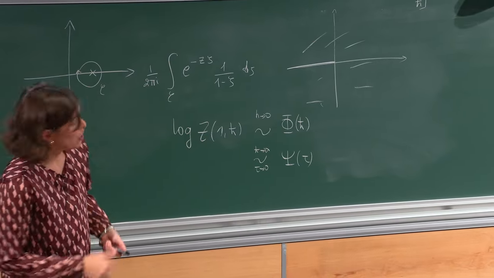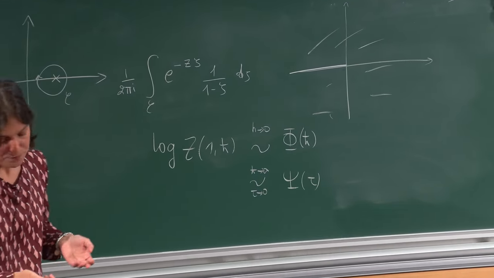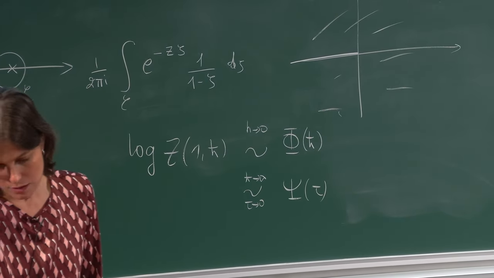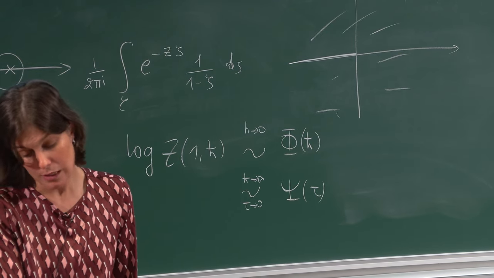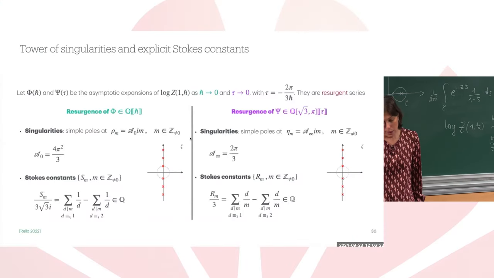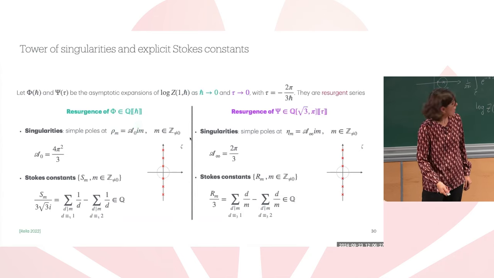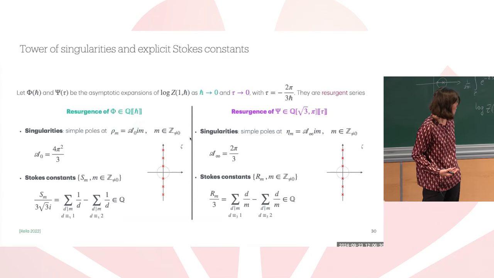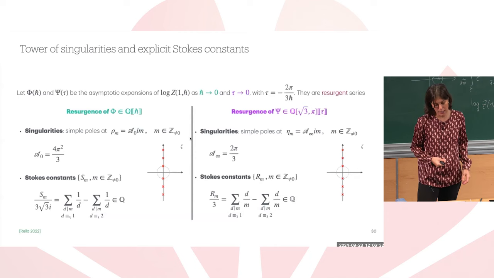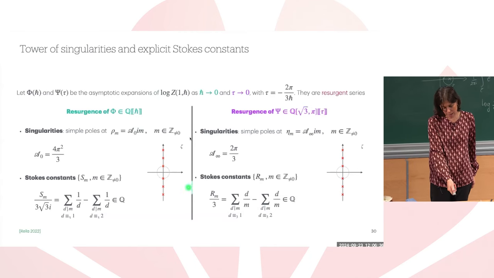Now, these two functions are divergent, first of all, but they are also resurgent. So you see, they are divergent. The coefficients are rational numbers, not complex, so even a bit better. We know them explicitly, although I'm not writing them here. And they are resurgent because, in fact, we can look at where the singularities are. We know all of them, and they have this very nice structure.